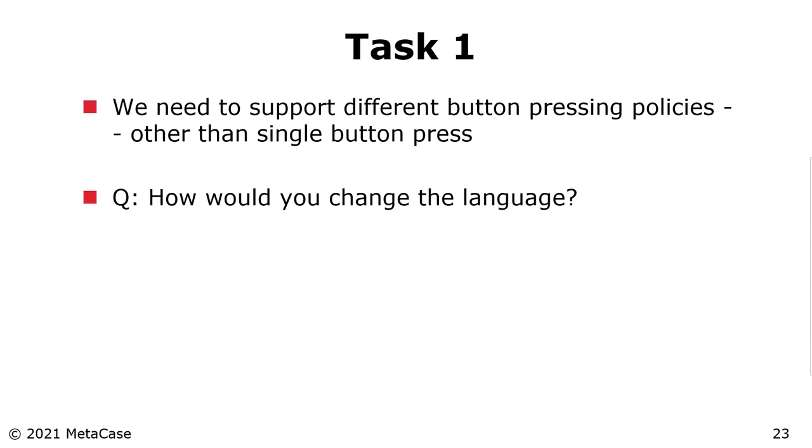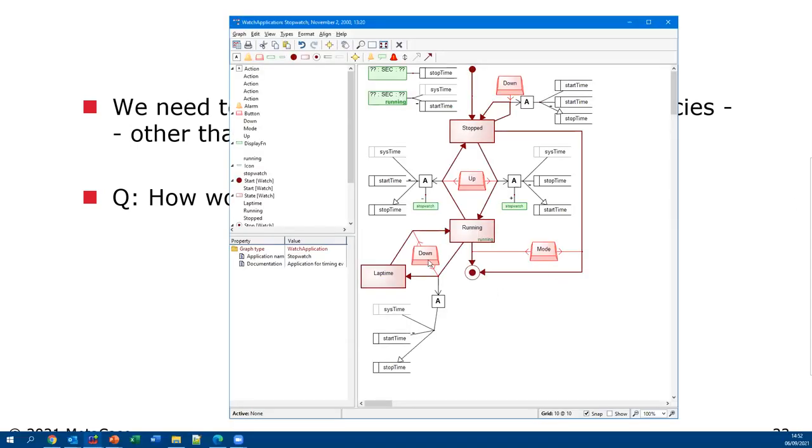But what if we would like to do other kinds of variations? We would like to make it larger. For example, in this case, we have a long pressing button policy, that if you keep a button pressed for 3 seconds, for instance, it starts to do something different. Or maybe we could have 2 button pressing. If I keep 2 buttons pressed, it does something special and so forth. So the task here is, what would it mean that in our current language, we would have a possibility to do more than use one button pressing to trigger the transition. So how would you change this language?